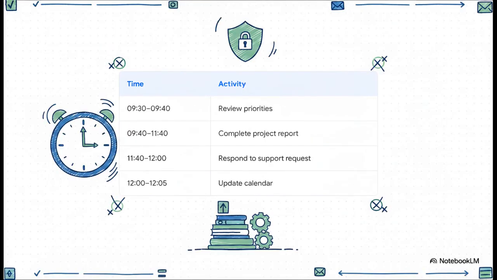And there it is, your completely tailored daily schedule. Starting at 9:30, you spend 10 minutes reviewing priorities. Then, from 9:40 to 11:40, you lock in those 2 dedicated hours for the urgent project report. This final transformation is all about fiercely protecting your time. Instead of playing whack-a-mole with new notifications all morning, you're starting your day completely structured and focused on the work that actually moves the needle.